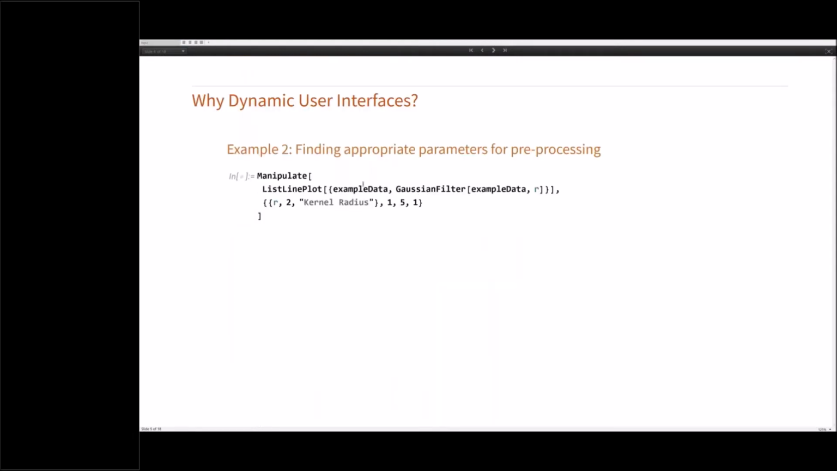Example 2 is finding appropriate parameters for pre-processing. Also, this is a very primitive example. We have the same curve as before, and we want to apply a Gaussian filter with a smoothing radius, and we do not know beforehand which radius will be appropriate. So you can just play around with the radius and immediately see the result of the change. You can make a more or less smooth curve.